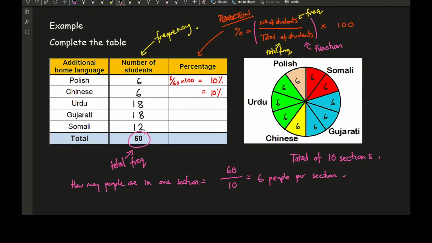For Urdu, again, each section is basically 10%. Urdu has 3 sections, so that's going to be 30%. But again, if I wanted to, I could write it as 18 over 60, multiply that by 100, and I'd get 30%. Gujarati is going to be the same because it's the same calculation. And for Somali, it's 2 sections, so that's going to be 20%, which is simply 12 over 60 multiplied by 100. That would give me 20%. And that all should add up to 100%.